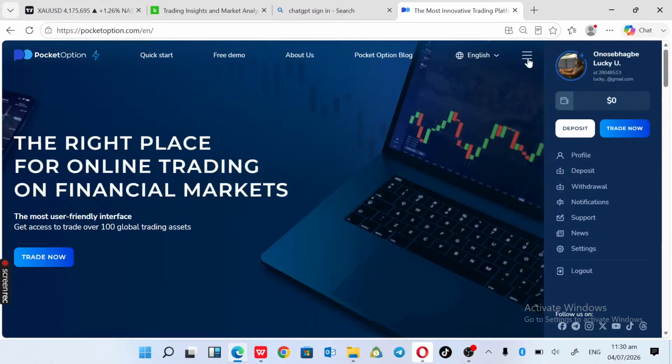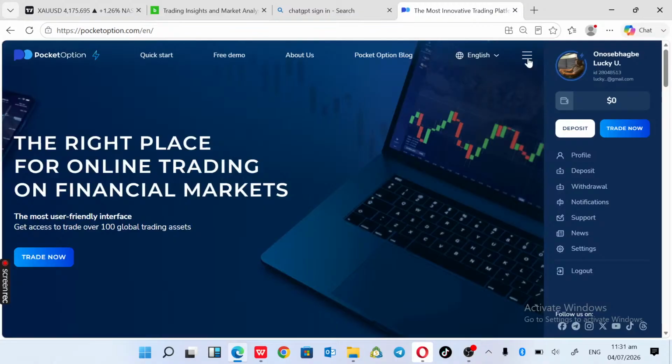Like NASDAQ. NASDAQ is an indices. Indices is saying that it is a company that has various types of companies inside one. That is why it's called NASDAQ. Another word for NASDAQ is NAS 100. NAS 100 means 100 companies come together to form one pair.